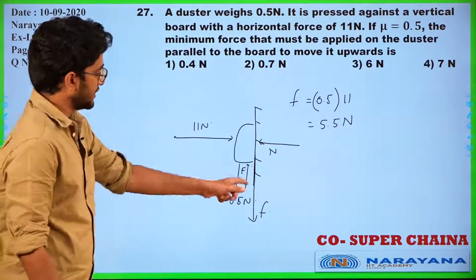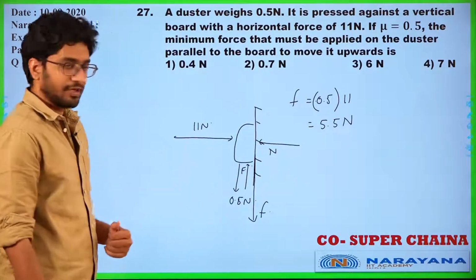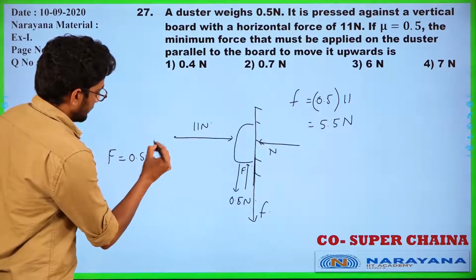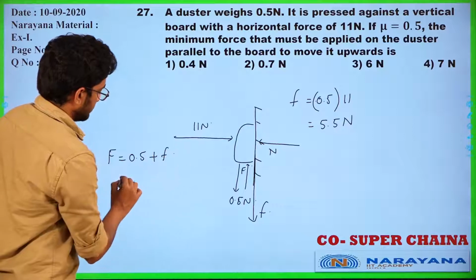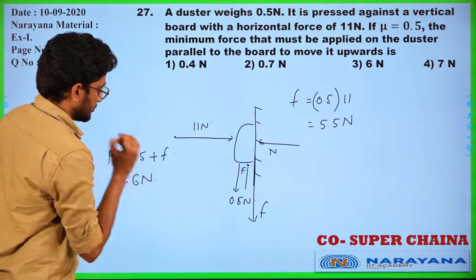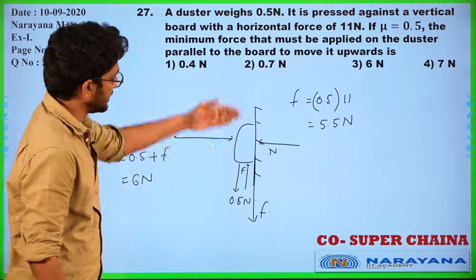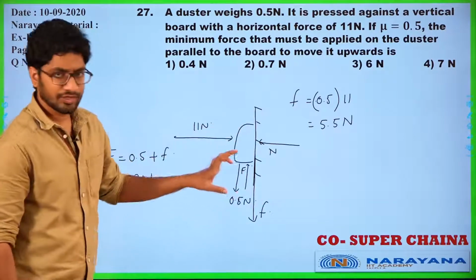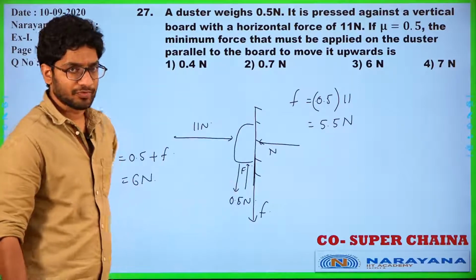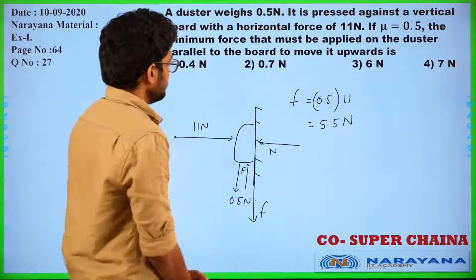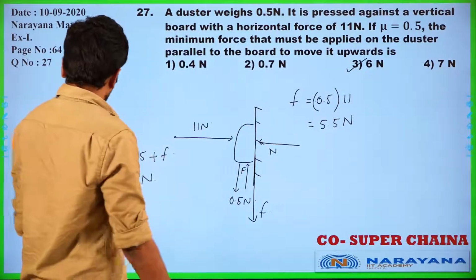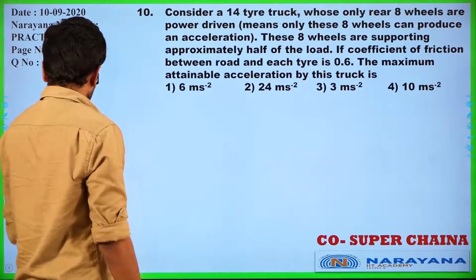So the friction acting is 5.5 and the weight acting is 0.5. So the applied force should be equal to 0.5 plus the friction. That is 6 newtons. So a minimum of 6 newtons should be applied so that it can move upwards. If you apply a force, it should overcome the gravity and also the friction so that it can start moving upwards. So it should be 6 newtons. Okay. Let's move to the next question.